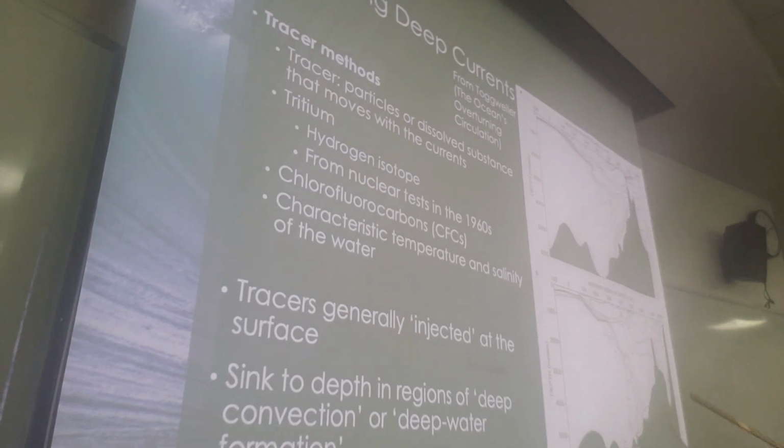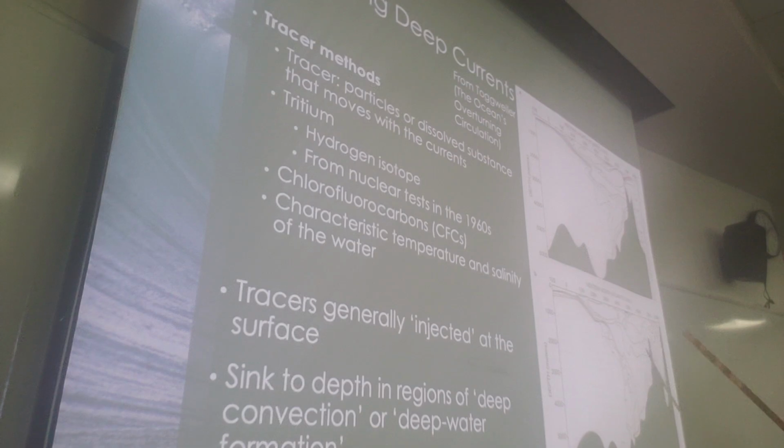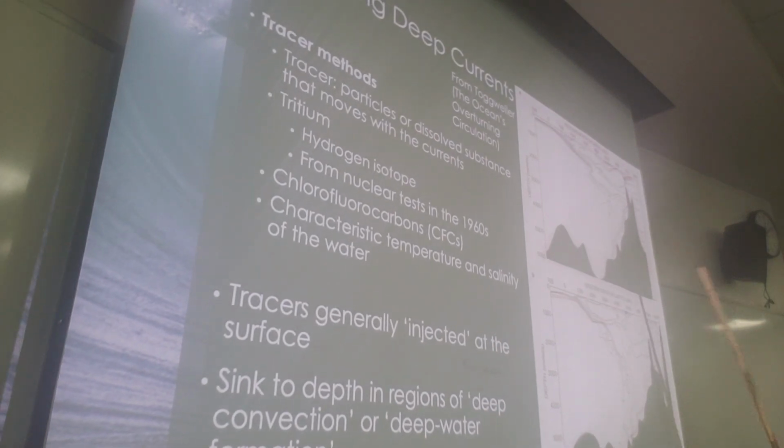This is the North Atlantic, and we can see that there's this sinking happening, bringing the pollutants from the surface down to depth. That's North Atlantic deep water formation, or deep convection. We'll come back to that.